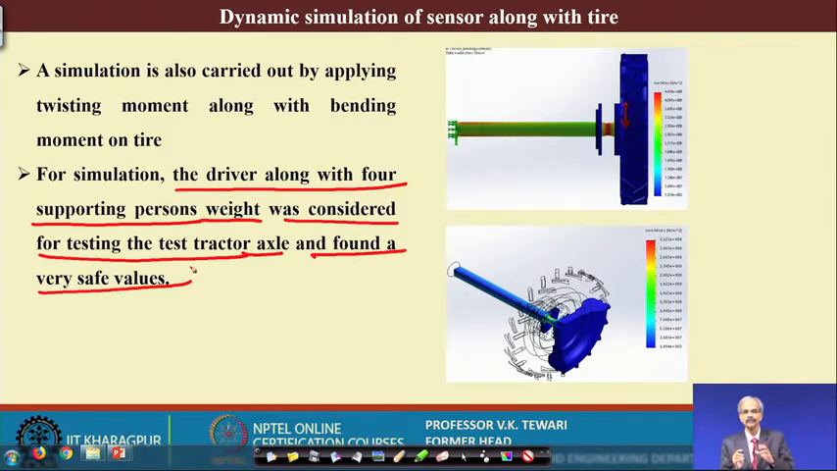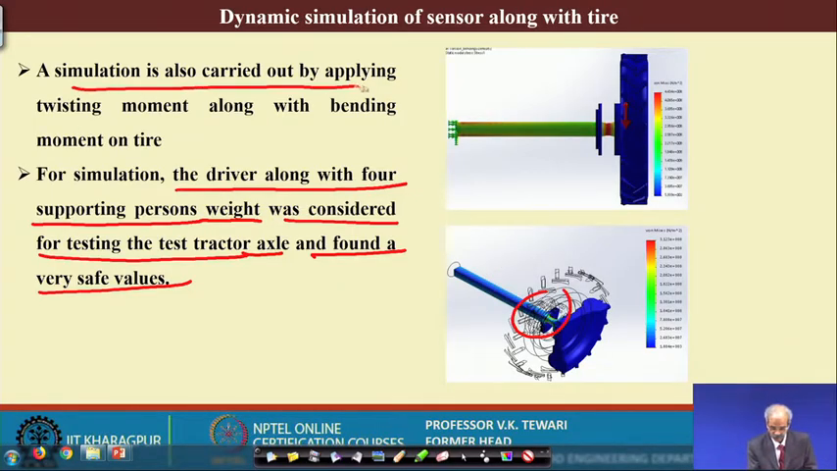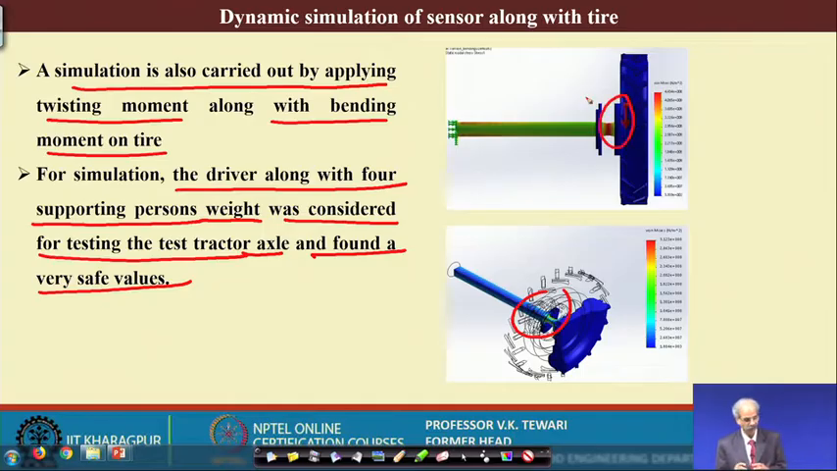Yeah, you need to make certain assumptions. So, here for simulation, the weight of the driver with another 4 persons, so about 5 persons' weight, roughly of a certain value, was taken for finding out the safe values. What are the safe values which can be taken, so that it will not break here. And the simulation was also carried out by applying twisting moment along with the bending moment on the tires. So, for this also we could do this.